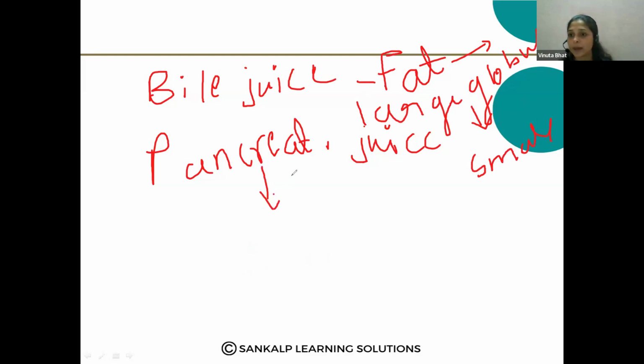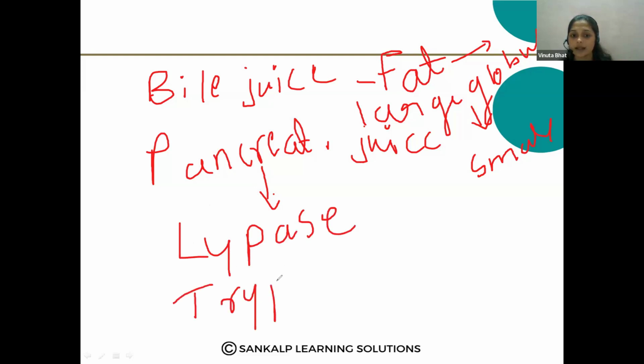So the first function of the pancreatic juice is that it will make the food alkaline. The food was acidic because of the HCl, so the pancreatic juice converts it to alkaline. And this pancreatic juice contains two important enzymes, that is lipase and trypsin. You know trypsin, keep commenting, lipase and trypsin, right? So lipase helps in the further digestion of the fat. The small globules of fat should be digested further, so it helps to digest them.